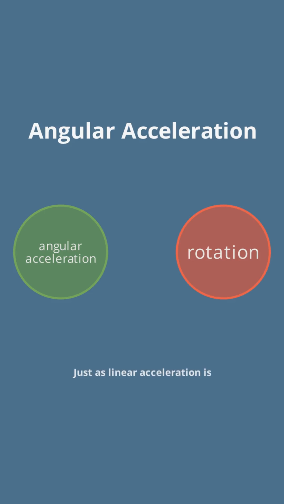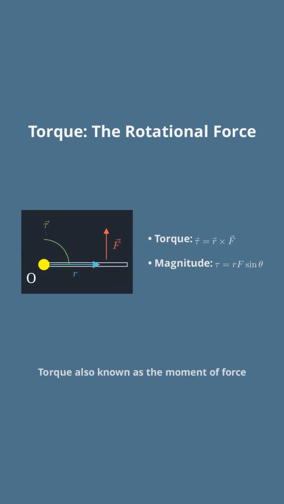Just as linear acceleration is the rate of change of velocity, angular acceleration is the rate of change of angular velocity. It's denoted by alpha and given by alpha equals d omega slash dt. For rotation about a fixed axis, angular acceleration points along the axis, and its magnitude tells us how quickly the rotation is speeding up or slowing down. Torque, also known as the moment of force, is the rotational equivalent of force.